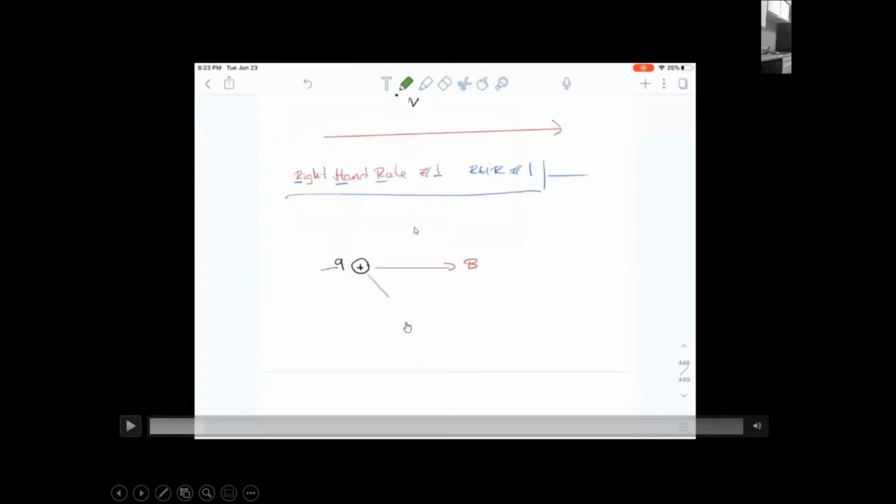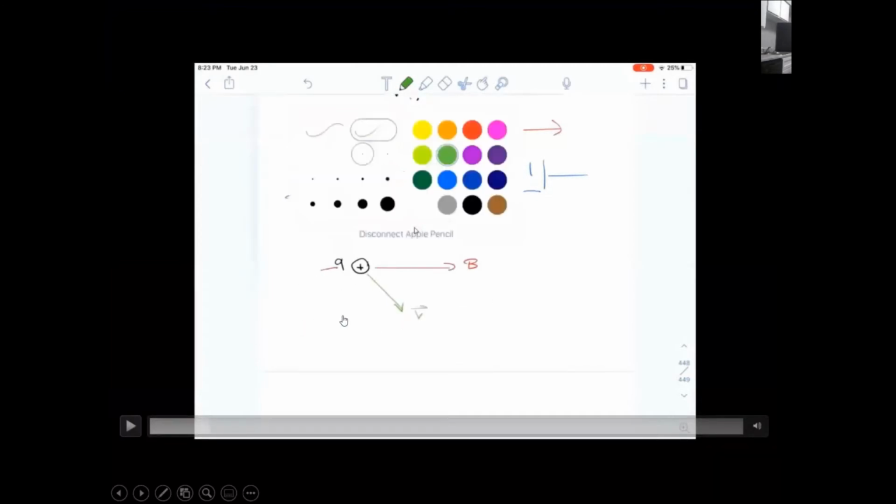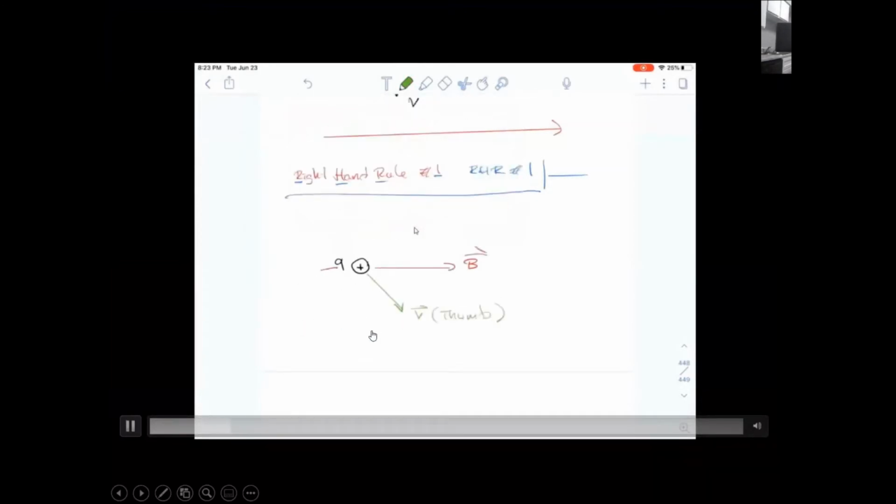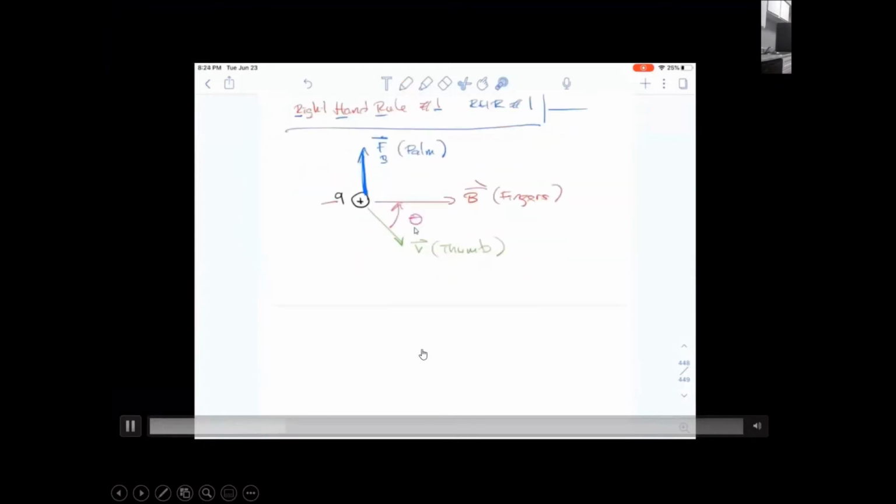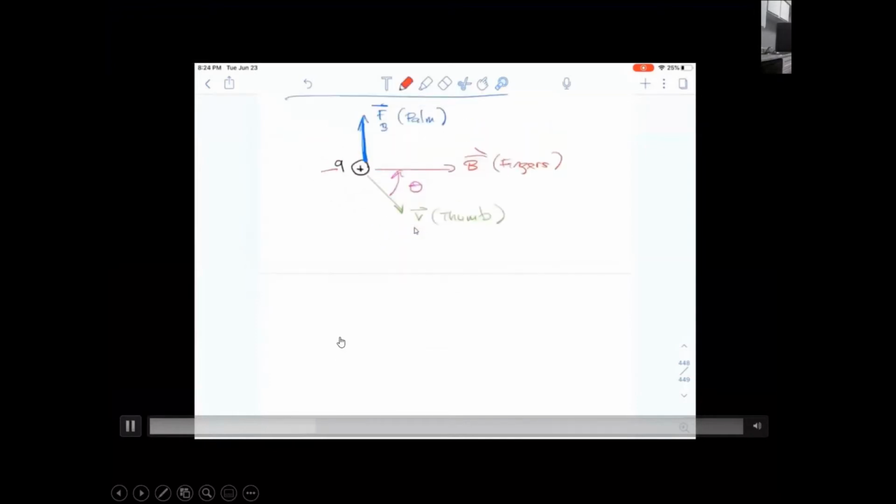So the positive charge is moving in this direction across the magnetic field from left to right. So using the right-hand rule, line up your thumb along the direction of the velocity vector, the fingers along the direction of the magnetic field. Palm is going to face in the direction of the magnetic force. All right, so the strength of the magnetic force is going to depend on the angle between the velocity vector and the magnetic field vector.